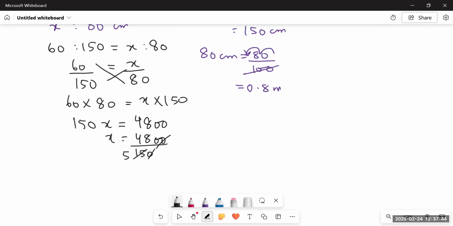3 5s are 15. 3 1s are 3. 3 6s are 18. 5 1s are 5. 5 3s are 15. And then we are left with 10. So 5 2s are 10. The answer to this would be 32. That is x is equal to 32.